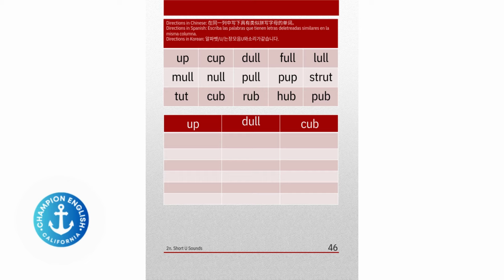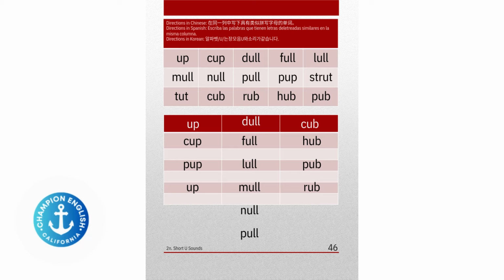I'm going to give you 30 seconds, and then let's see how many words you have put in the right columns. Ready? 30, 29, 28, 27, 26, 25, down to 3, 2, and 1. Okay, students, the time is up. Let's go to the next page and let's see how did you do.